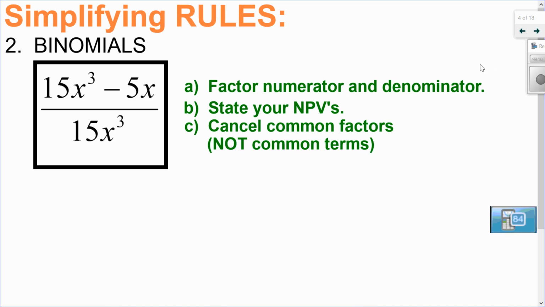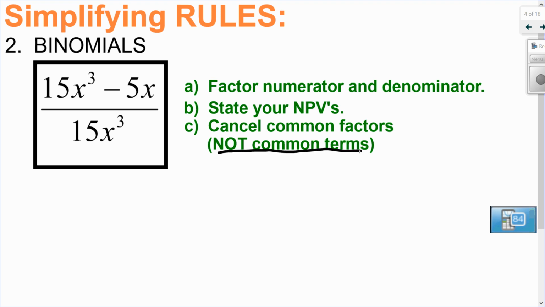The other type we can have is binomials. This is an example where I have a binomial in the numerator and a monomial in the denominator. With binomials, what you want to do is factor. I'm going to factor the numerator, and I'm also going to factor the denominator, even though it's a monomial. Then we're going to state our non-permissible values and cancel common factors, not common terms.